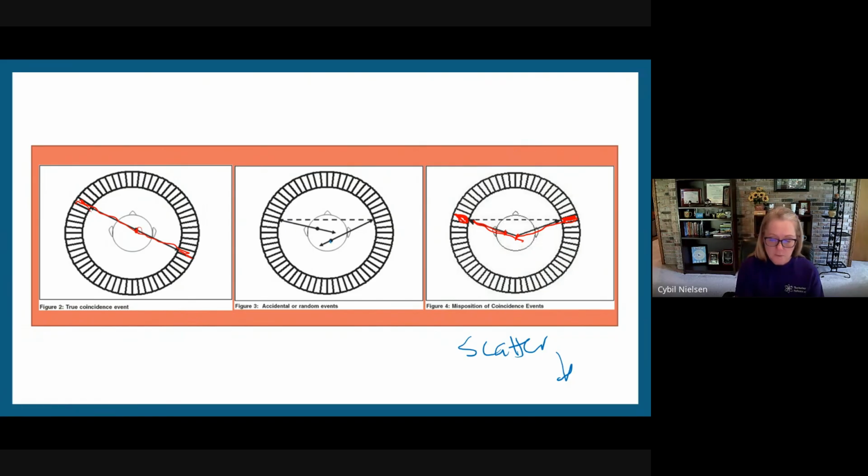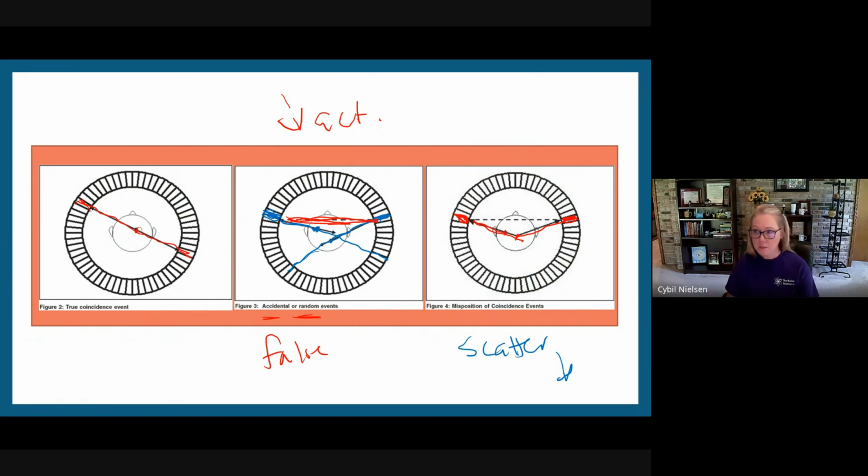The third one, this is the only one that has two different annihilation reactions. They go opposite directions. This detector and this detector communicate. They hit at the exact same time, and so they also pass the timing window and the energy test, because neither one of them scatter. So this line of response is counted, and we call that either false, random, or accidental. It has three names. We cannot prevent this from happening. The only thing we can do is lower the probability of it happening. And the way we do that is we lower the activity we give to our patient.